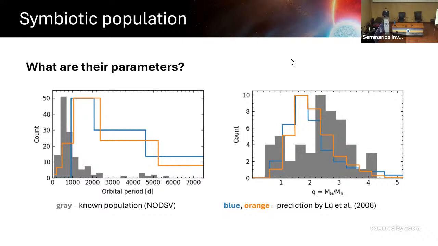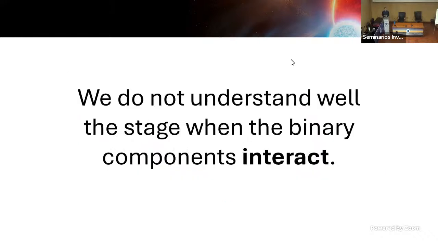So the main problem, I think, is that we don't understand that stage when the binary components interact. Because, of course, at the beginning, these are two main sequence stars, and they are just boring because they just evolve without knowing about the other guy. But at some point, they will interact. And this part is, of course, the most problematic one.